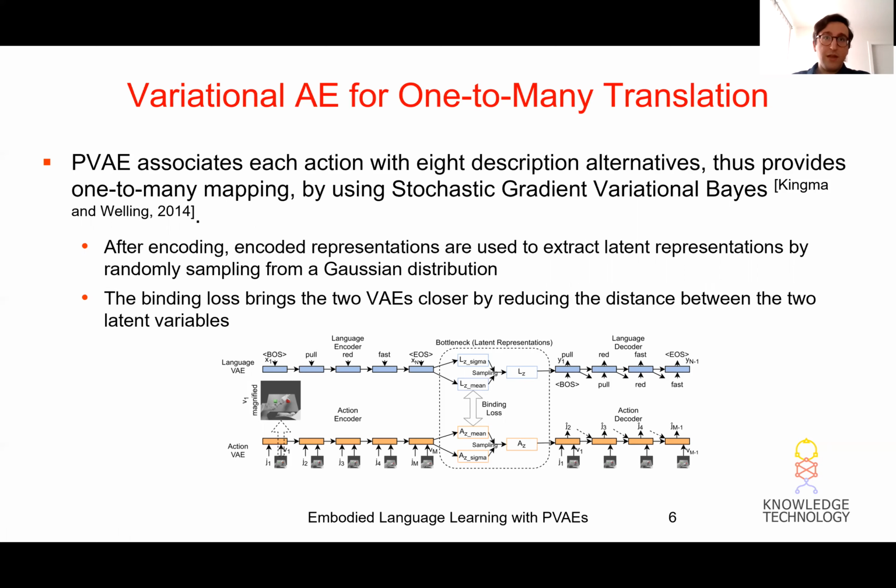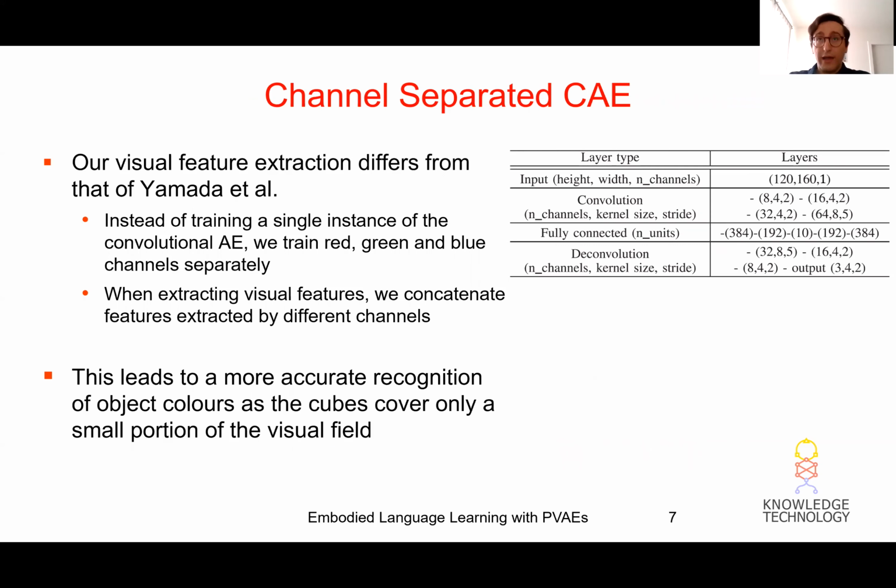After encoding, the encoded representations are used to extract latent representations by randomly sampling from a Gaussian distribution, and the binding loss brings the 2 VAEs closer by reducing the distance between the 2 latent variables, which are action and language.